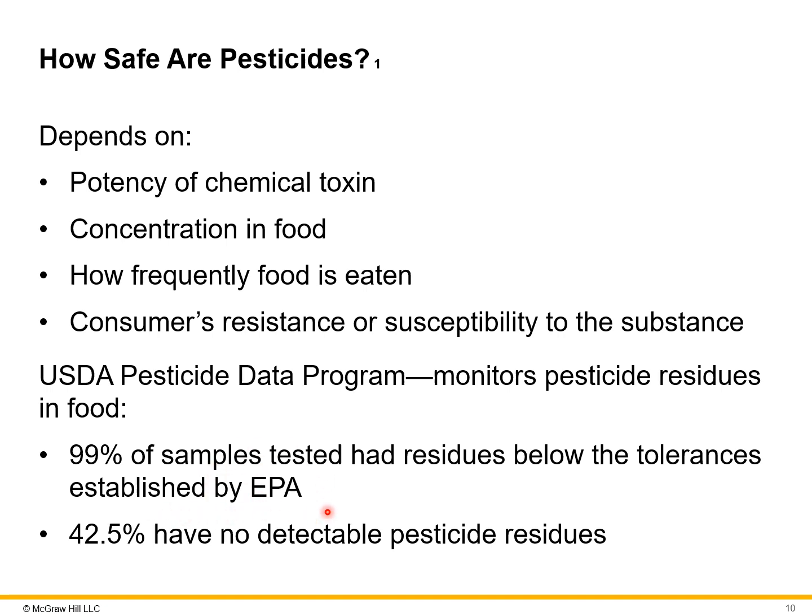The last audit shows that about 99% of our samples tested had residues below the tolerances, and that's not just organic, that's all produce. Almost half actually have no detectable or zero pesticide residues, whether they are organic or non-organic foods.